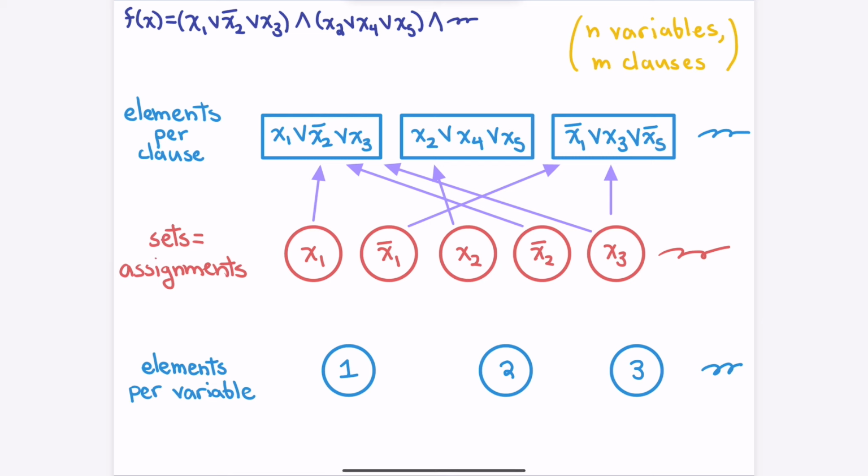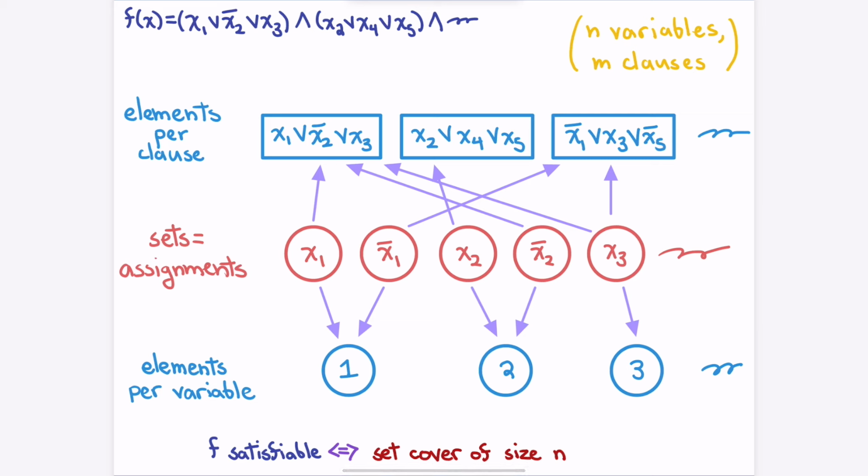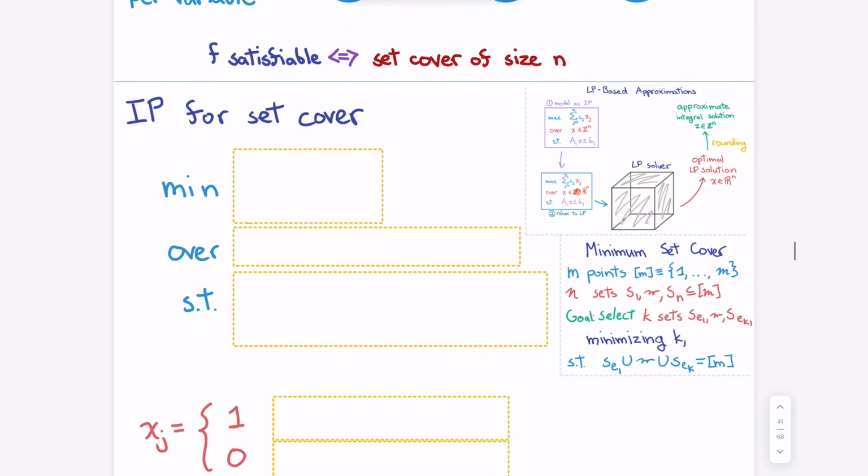Okay, so we're going to have elements for every variable to satisfy this exactly-one constraint. The element corresponding to the first variable can only be satisfied by taking the set for x1 to be true or the set for x1 to be false. So you have to take at least one, and the question is, can you get away with taking just one of each? You can show that F is satisfiable if and only if there's a set cover of size n, which means you're taking exactly one from every pair. Okay, so you've probably seen this before. Good. That was fun.